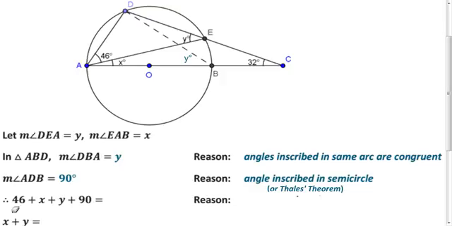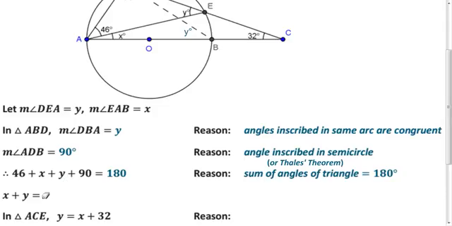And why can we write this? 46 plus x plus y plus our 90 degrees. Why do we want to add those together? What's that equal? Well, that equals 180 because those are the angle measurements in this triangle, the triangle ABD. And so if we do some algebra here, x plus y equals 44.